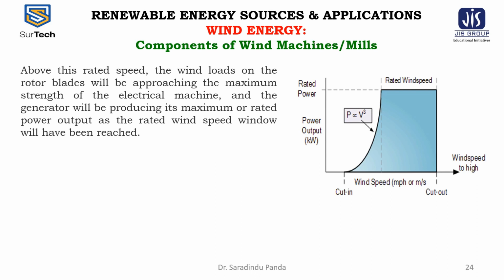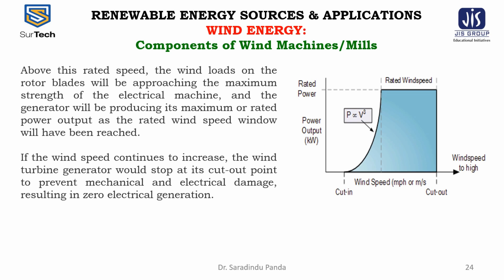Above this rated speed, the wind loads on the rotor blades will be approaching the maximum strength of the electrical machine, and the generator will be producing its maximum or rated power output as the rated wind speed window will have been reached. This is the maximum rated power wind speed window, rectangular window.